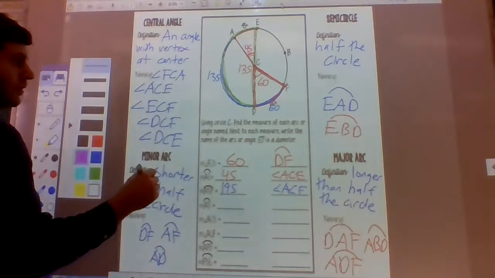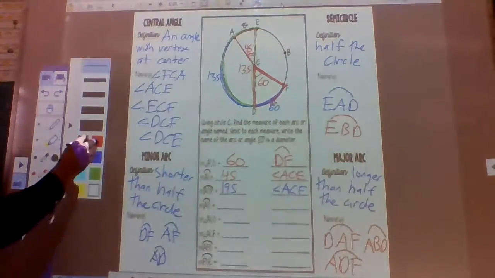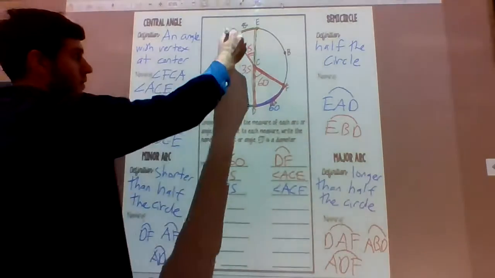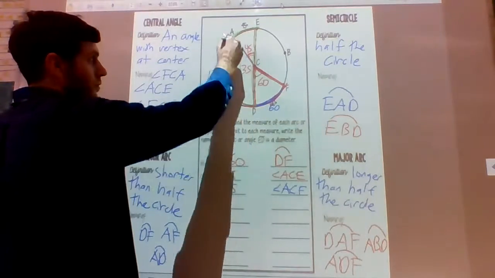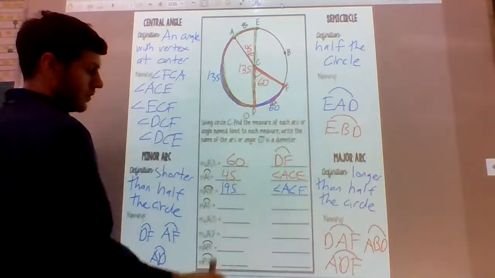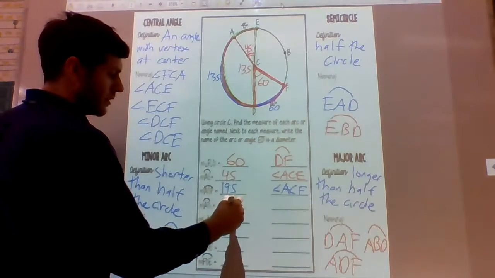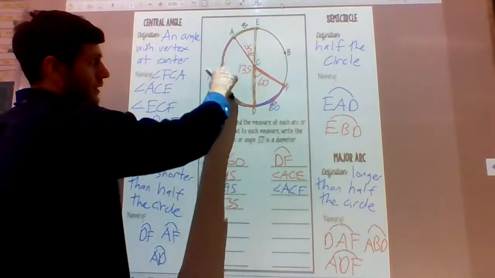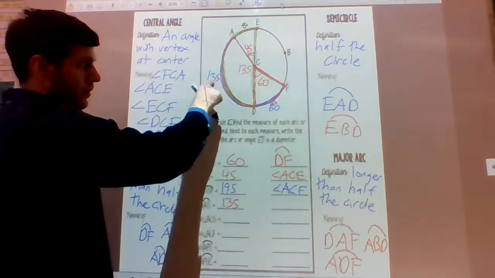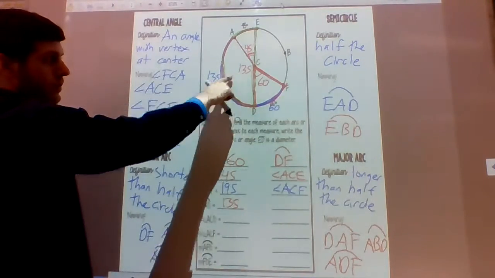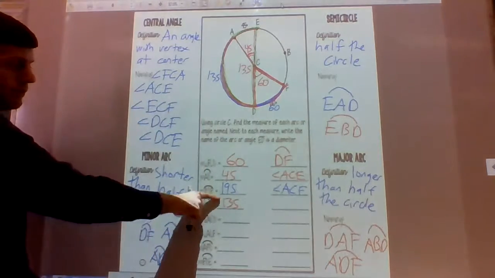Purple maybe? Well, let's go back to red actually. So AD was simply this piece right here, which we found to be 135. So it's a minor arc. It's from A to D. The angle is 135. The measure of the central angle is 135. The measure of the arc is 135.